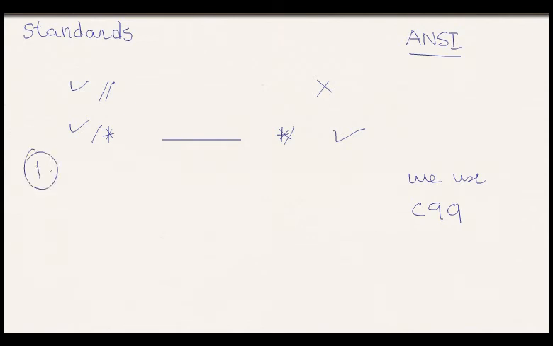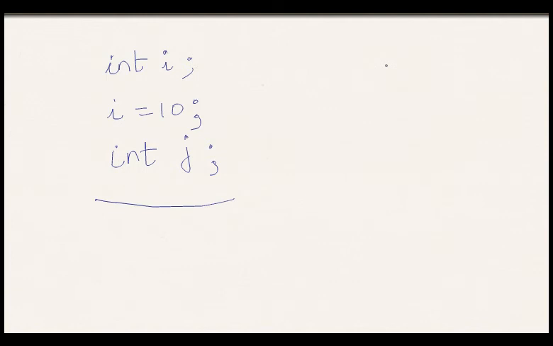So that's one difference between standards. The second difference is, if you are coming from a Java world, let's say int i and i equal to 10 and int j, this is a perfectly valid program. We are declaring integer i, we are assigning 10, and then we're declaring j. But if you are using the old standards, this is not okay.